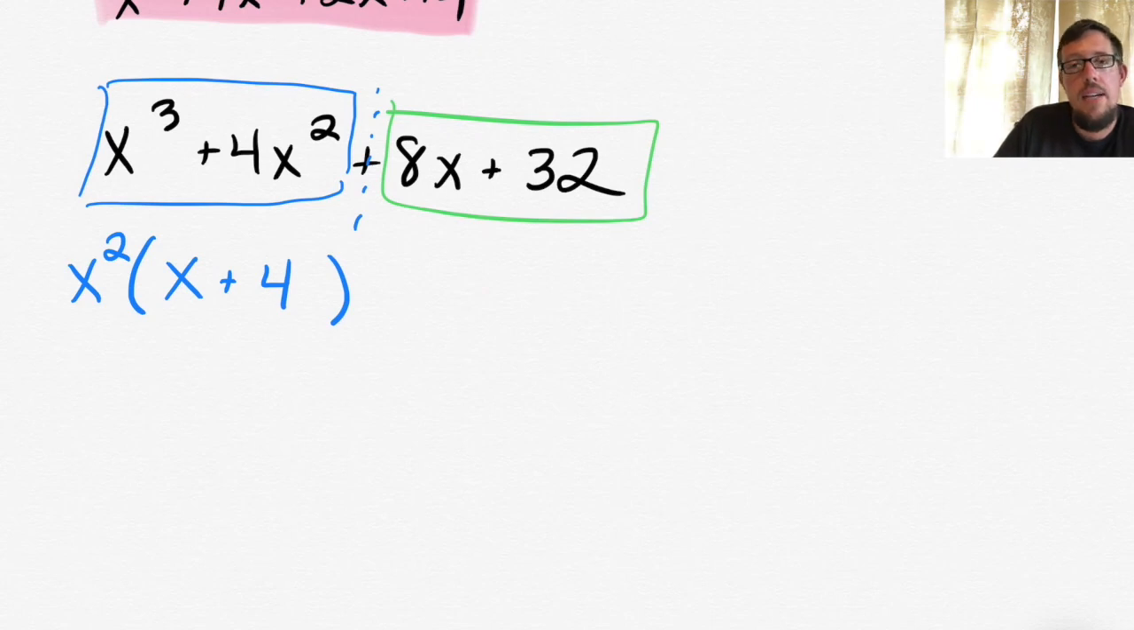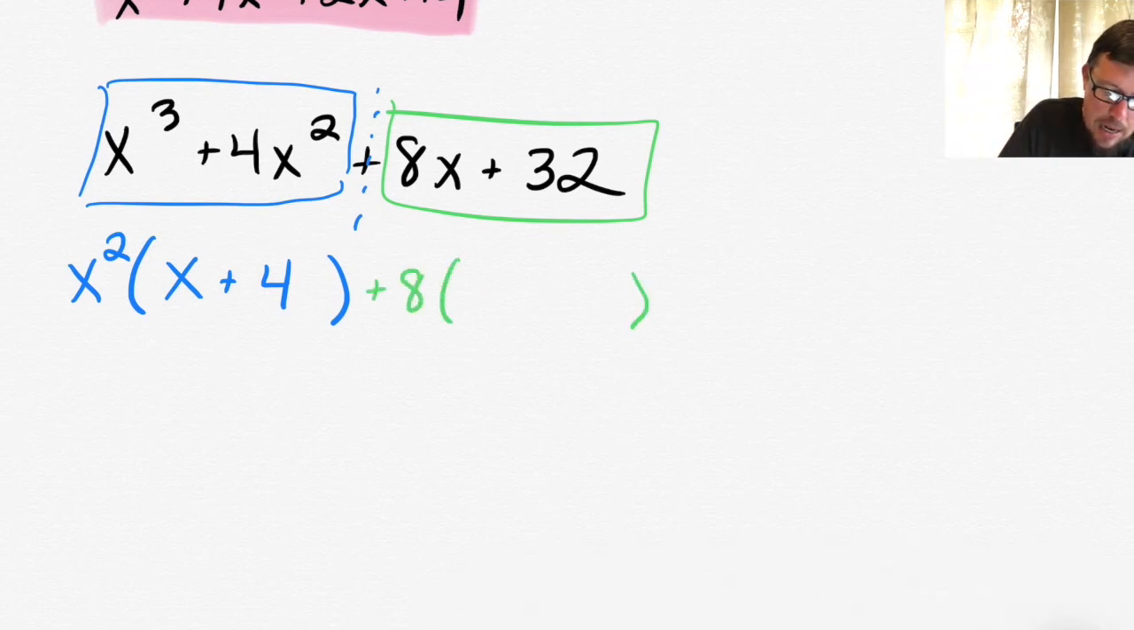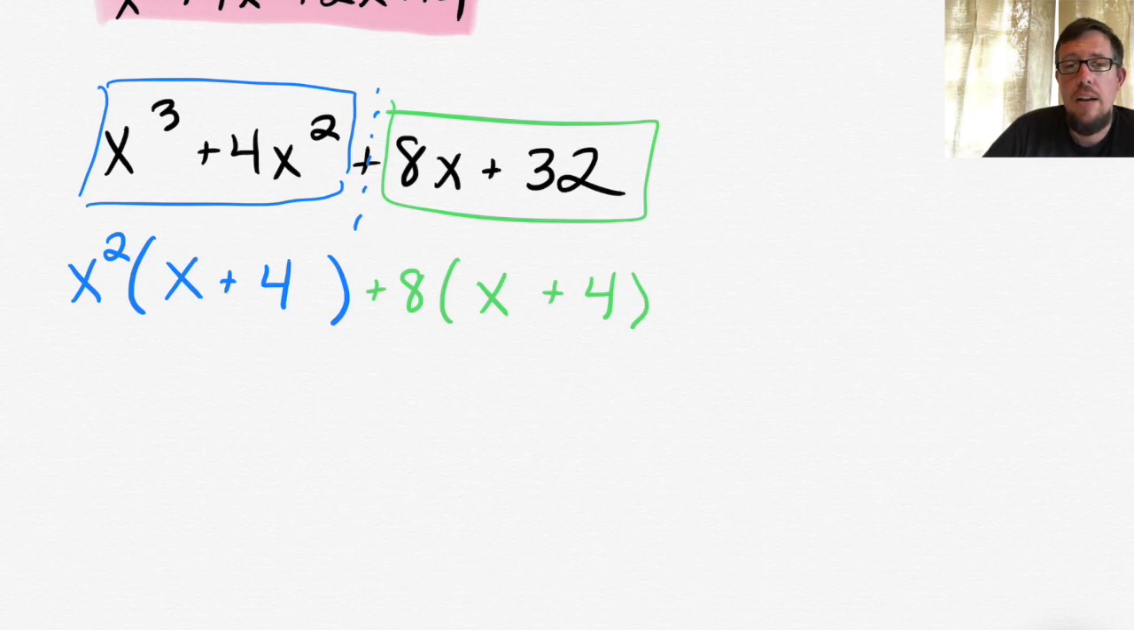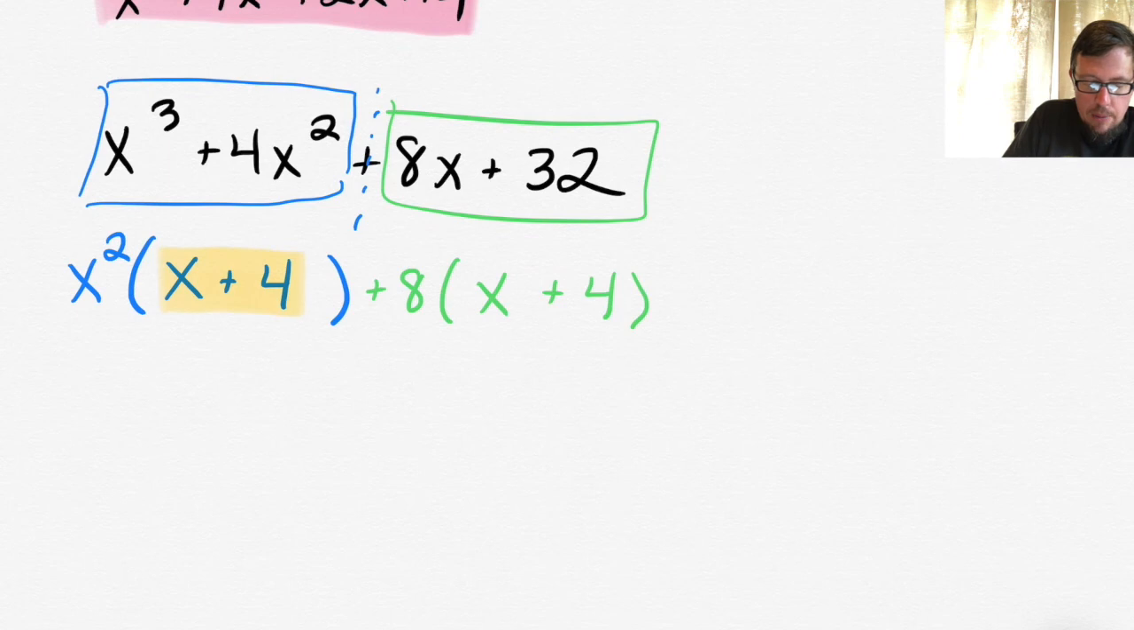Now let's try the same thing with the right side, the side that I boxed in green, 8x plus 32. The greatest common factor of 8x plus 32 is 8, positive 8. If I take 8x and 32 and divide them both by 8, what am I left with? X plus 4. I know that I've done the problem correctly up to this point because they have a common binomial. They both have x plus 4.